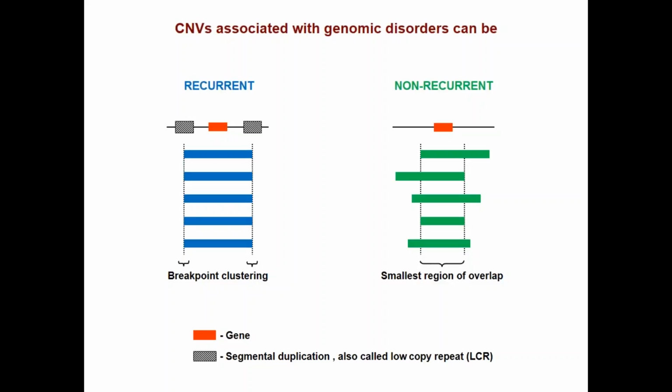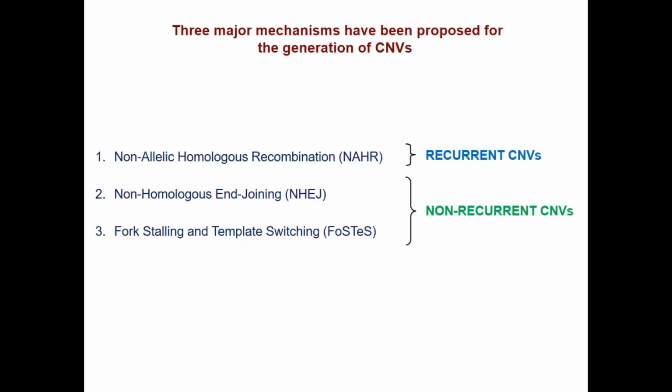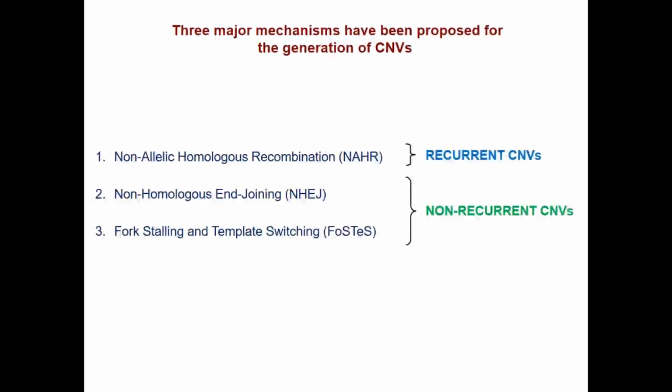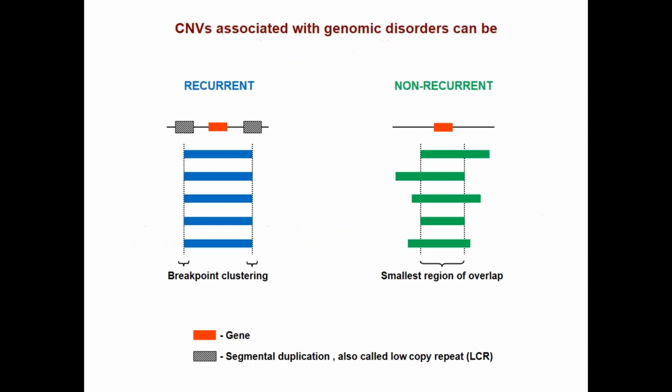Another type of CNVs are the non-recurrent, where the breakpoints are all over the place, but they will overlap. If you take one CNV, compare it with another from another individual, compare it with a third from a third individual, and so on, they will overlap in what we call the smallest region of overlap, which usually is the region that contains the gene or genes that give you the phenotype.